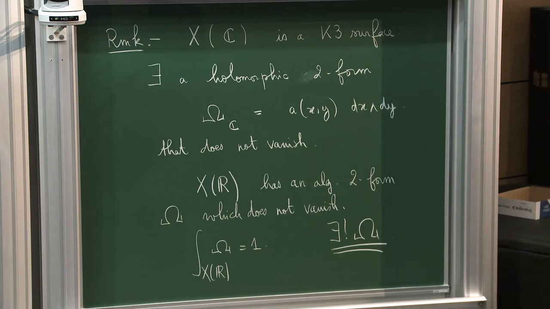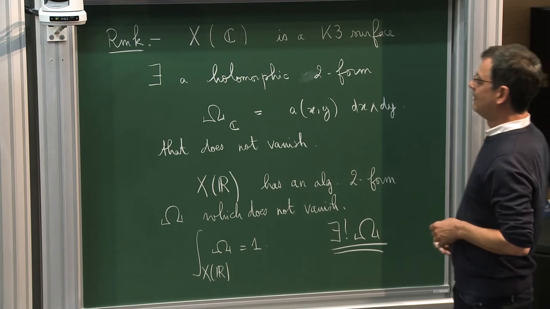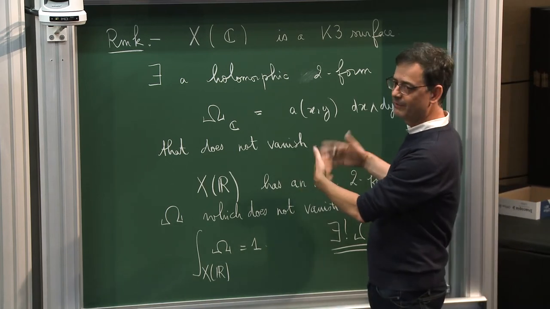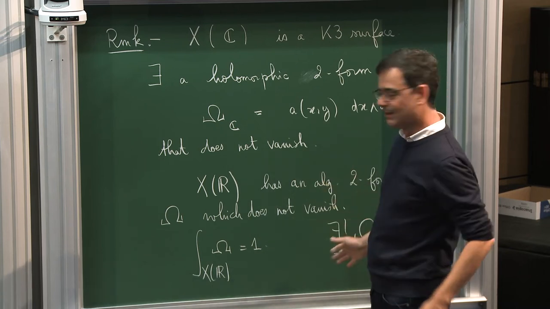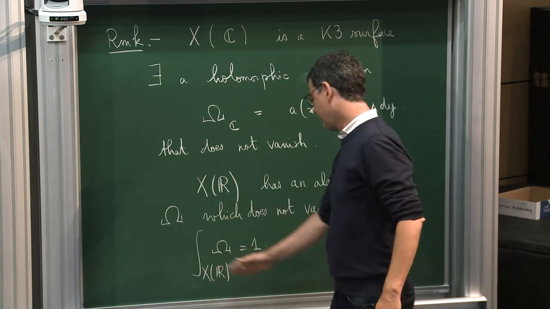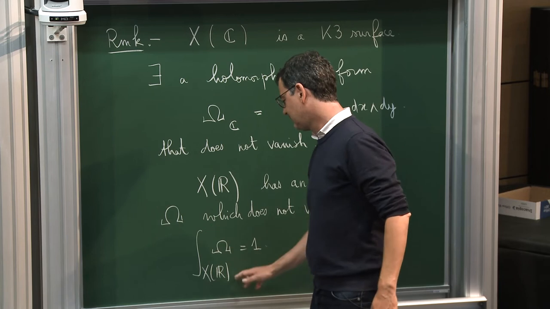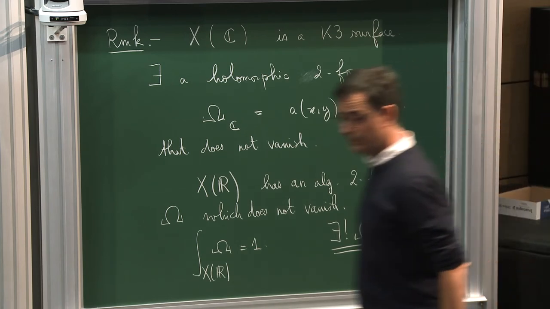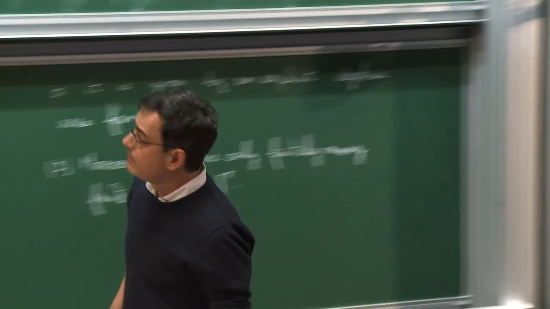Okay. So it's given by algebraic geometry. I'm saying that there is a unique section of the canonical bundle such that it's real, and the measure that it defines is a probability measure. So since it's unique, it's automatically invariant under the action of the automorphism group. Okay, in fact, you can compute it.